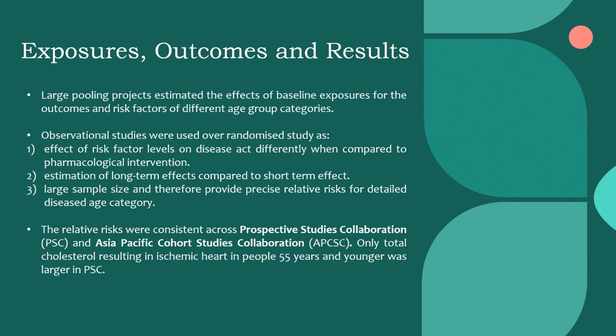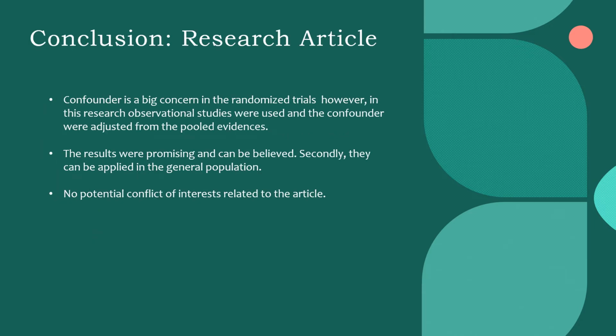Well, talking about the conclusion now, I'll be talking about the conclusion of the research article. So confounding is a big problem, as I mentioned earlier as well. However, in this research, observational studies were used and the confounders were adjusted from the pooled evidence. The results were promising and can be believed. Secondly, they can be applied to the general population and no potential conflict of interest related to this article was found.